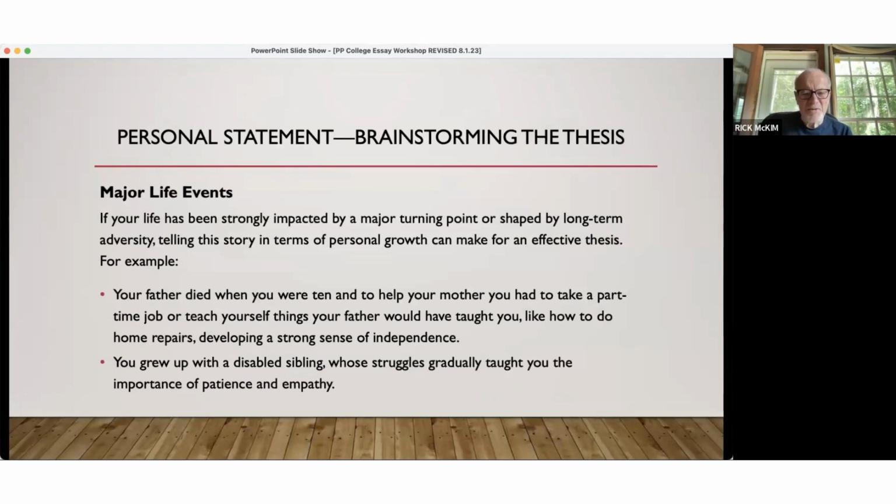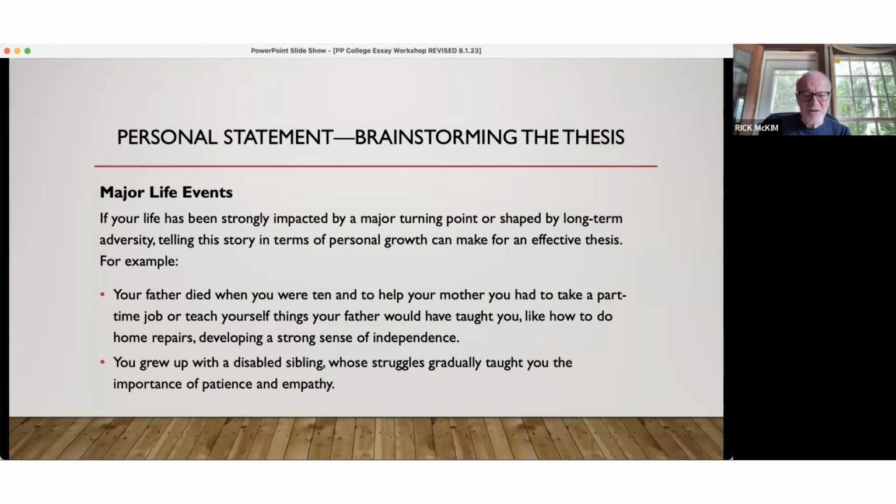Brainstorming the thesis. So we've got to come up with something in our life that makes for a compelling thesis, a compelling how question. It has a strong story behind it to illustrate it, or a strong set of examples.